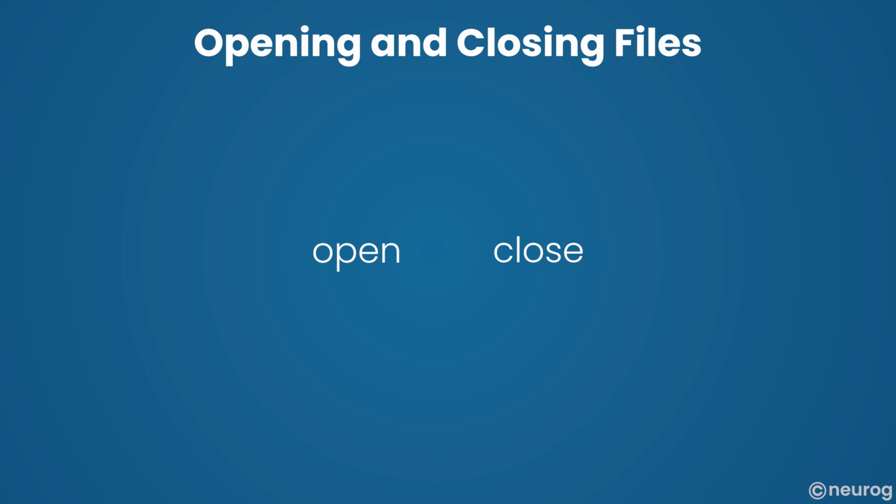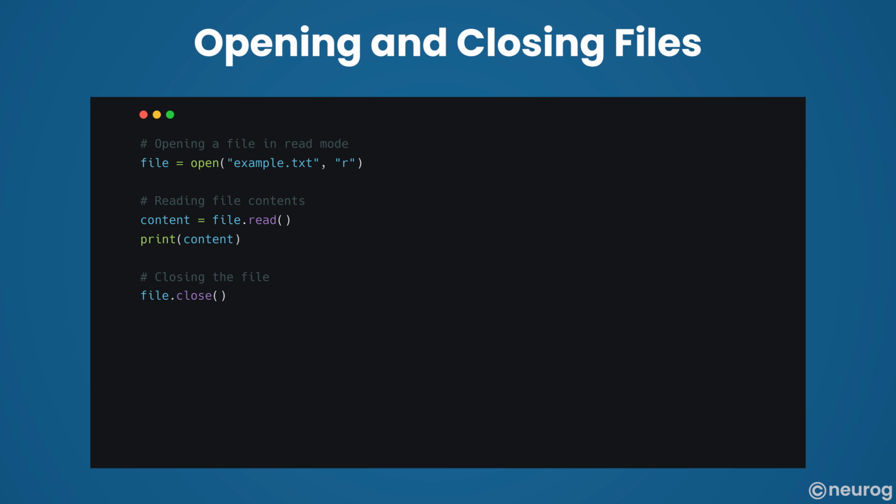It's crucial to properly manage file resources to avoid issues. Here's how you can open and close a file in Python. In this example, we open the example.txt file in read mode, read its contents, print them to the console, and then close the file to release its resources.